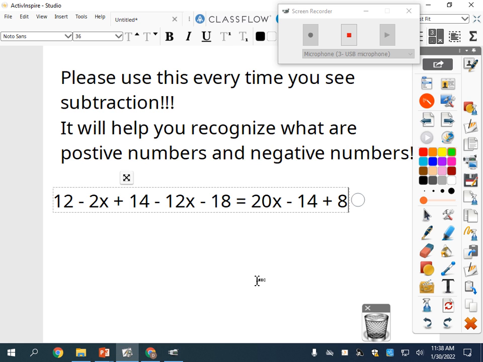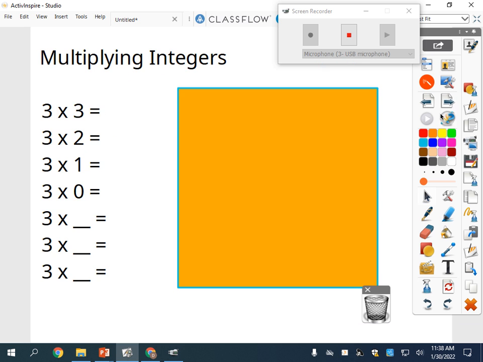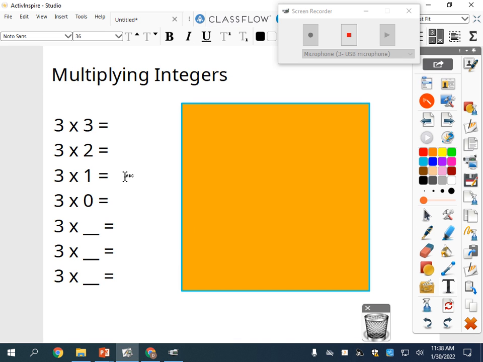And if you just try to do this without changing it, chances are you're going to make a mistake somewhere along the line. But if you can change them all from subtraction to addition, it's just going to make it one step easier. All right, now moving on. Let's talk about multiplying integers. All right, well, let's just take a look at this because you know what? We've been doing this since like second grade, right?